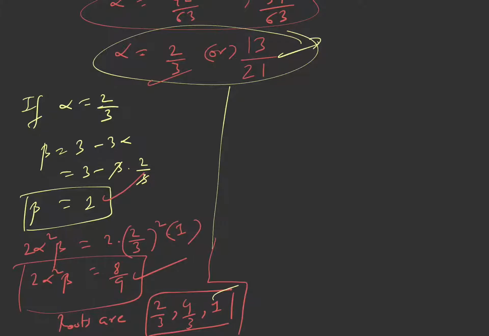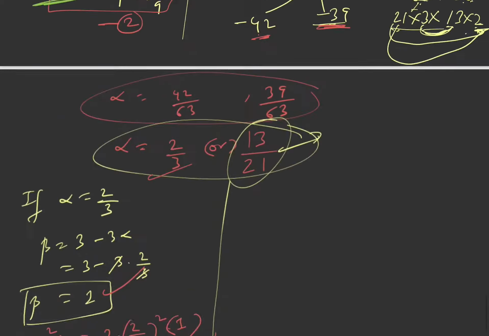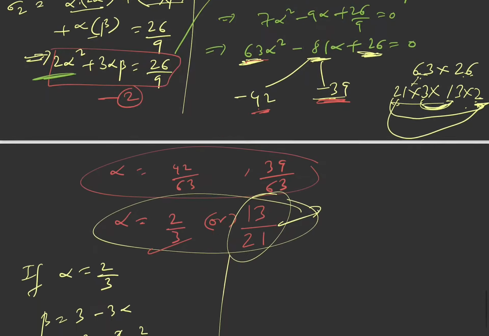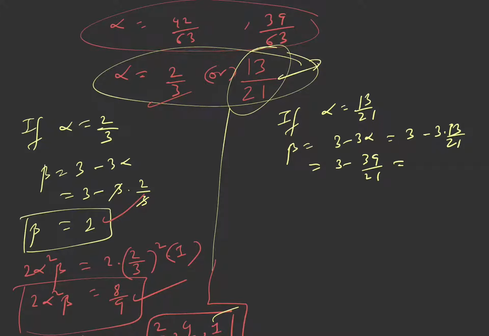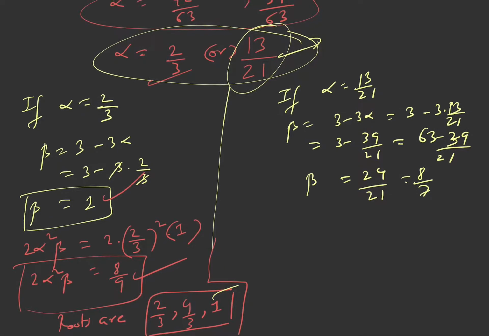Okay, now let us see why the other case is wrong, because if these are the roots, then the other cannot be the roots, right? A cubic equation will have only one set of 3 roots. You can't have so many sets of 3 roots. So if alpha is 13 by 21, then beta is 3 minus 3 alpha, 3 minus 3 into 13 by 21. This is 3 minus 39 by 21. 63 minus 39 is how much? That will be 63 minus 39 by 21. So this will be 24 by 21. So 3 8s are 24, 3 7s are 21. So beta is 8 by 7.